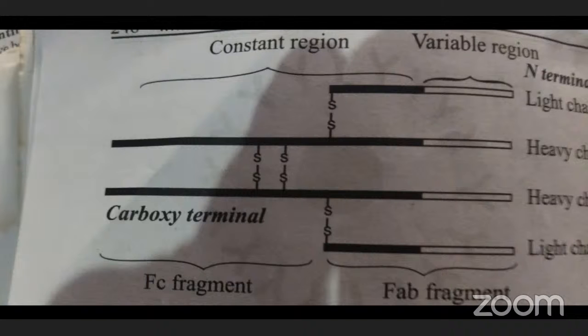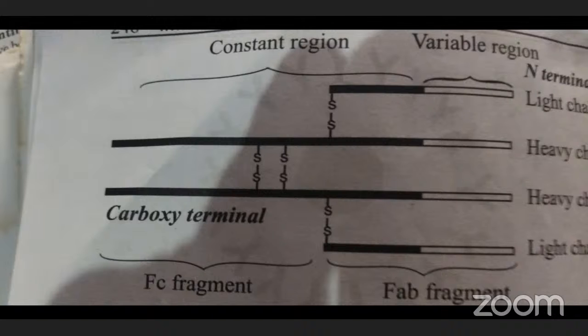The next one: when immunoglobulins contain kappa chains, it is called the K-type. In case lambda chains are present, it is called the L-type. Next are the heavy chains. This is called the heavy chains.